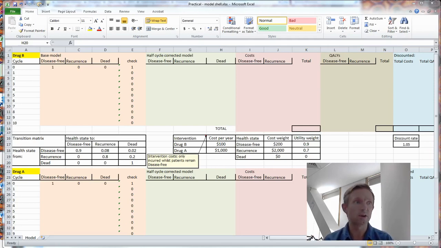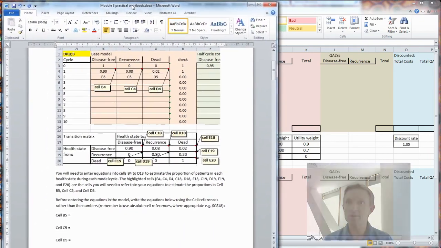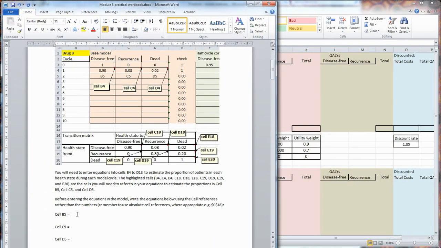But the first task of the workbook was a paper-based task, and that was to define the equations or the formulae that you'd need to use in Excel to implement or to estimate the proportions of patients in different health states in different cycles of the model. So we were asked to estimate cells B5, C5 and D5, which are the proportion of patients in the disease-free, recurrence and dead states respectively at the beginning of model cycle 2.